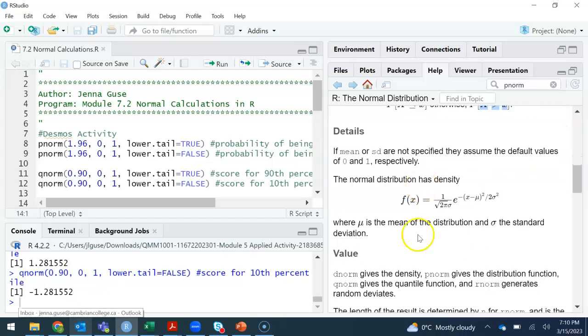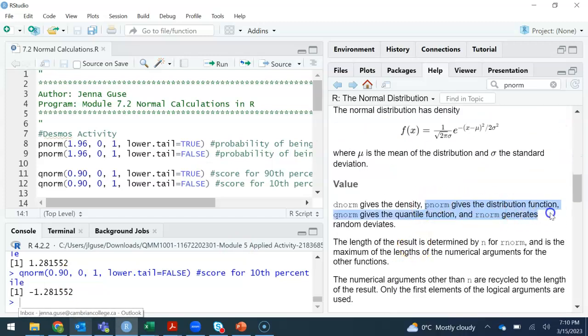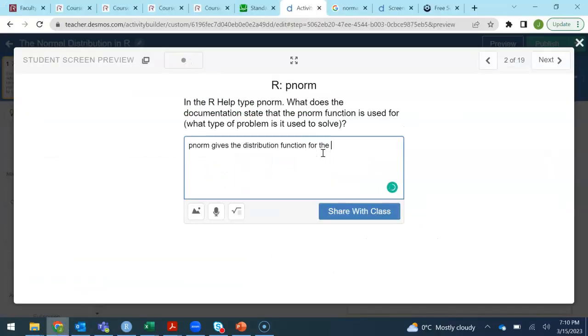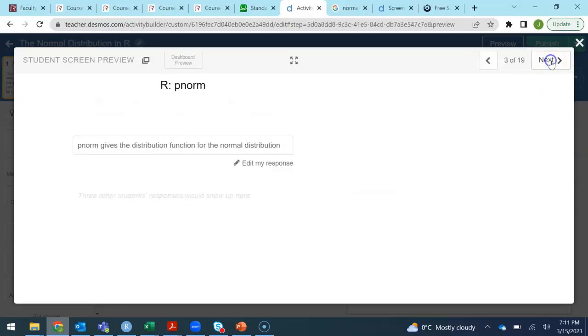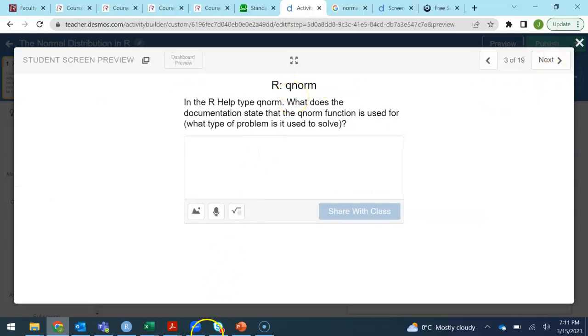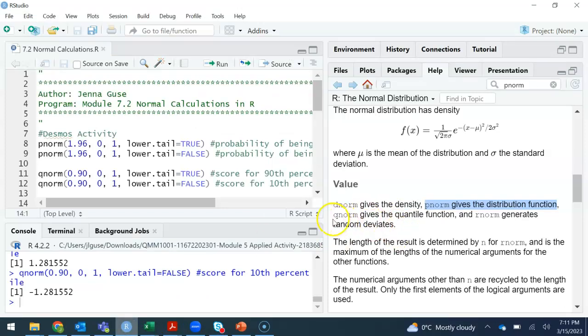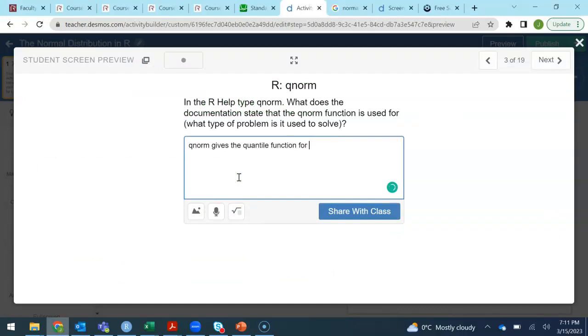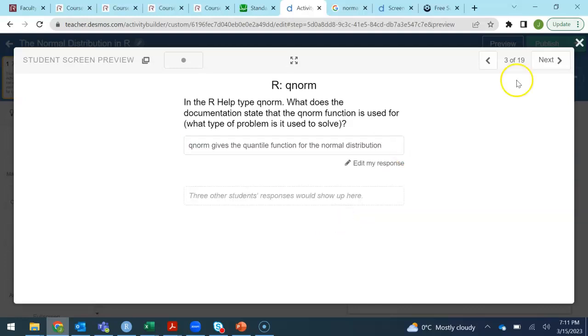If you want to answer the question, what does pnorm do? Pnorm gives the distribution function for the normal distribution. And you could share that with the class. Next, what does qnorm do? You just go back to the documentation, and qnorm is meant to give you the quantiles. It's still for the normal distribution, so you'd still have a mean, standard deviation, lower.tail for if you're looking for probabilities less than or greater than, and you could share that with the class.